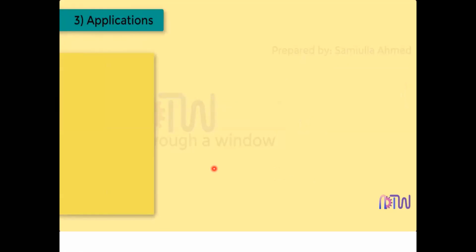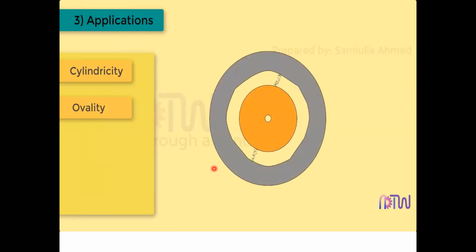Applications of pneumatic comparator. Cylindricity: the example used in this video is of checking cylindricity. Ovality: to check ovality, we need to rotate the gauging head inside the part. This will give all the variation on the circumference of the part. Similarly, this comparator can be used to check other dimensions like straightness, external diameter, etc.